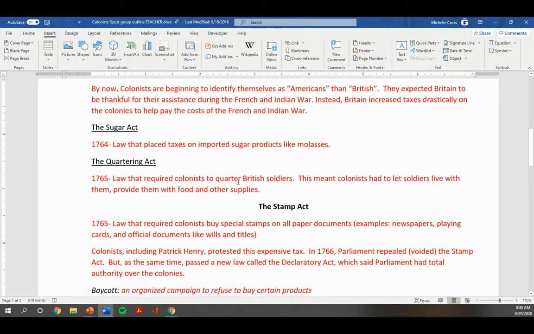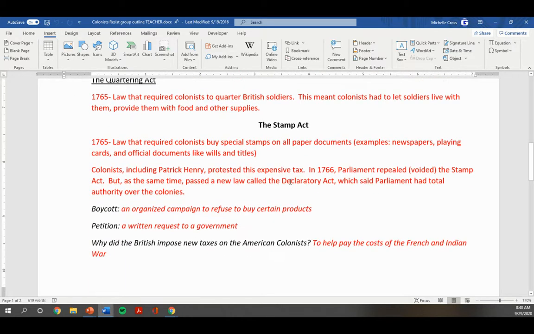Also in 1765, the Stamp Act was passed, a law that required colonists to buy special stamps on all paper products. Colonists, including Patrick Henry, protested this expensive tax. So in 1766, Parliament repeals it, which means it is voided or taken back. However, at the same time, your notes may look different here, Parliament passed another law called the Declaratory Act, which states Parliament has total authority over the colonies. So even though the Stamp Act got repealed because the boycott and protesting was so effective, Parliament simultaneously passes a law that says they still have ultimate say and that the colonies must obey their laws.